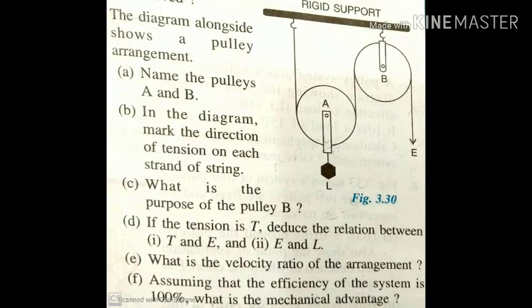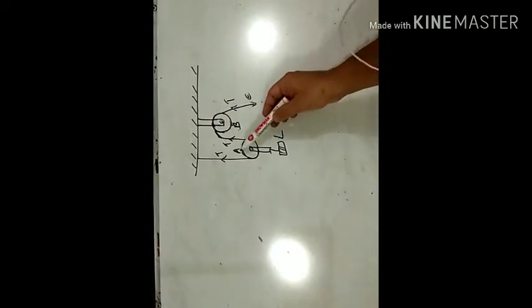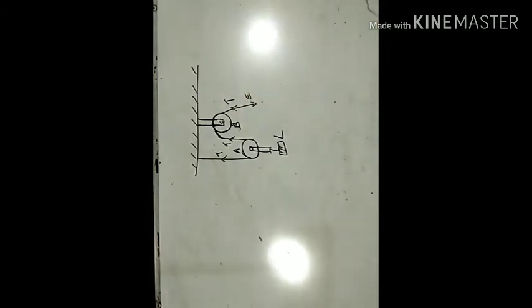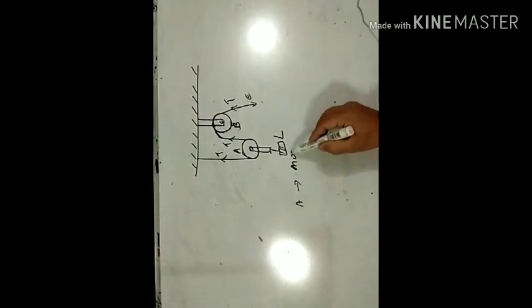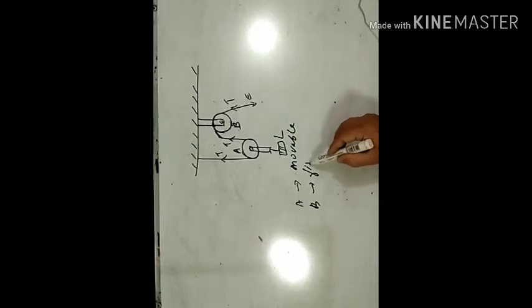So it's a single movable pulley system. Look at the diagram drawn on the board. You can see a movable pulley A and a fixed pulley B. It's a single movable pulley system, of course. Name the pulleys A and B, which we already discussed. Pulley A is the movable pulley. Pulley B is fixed, which is used to change the direction of the effort applied. So we have named the pulleys A and B.